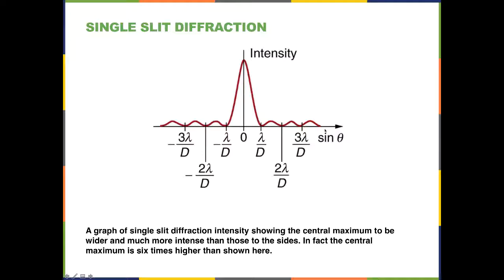So, if you were going to look at the graph of single slit diffraction intensity, it shows that the central maximum is wider and more intense, as we said before, and the central maximum, again, is 6 times that expectation. But what this also shows is that this minimum is equal to the wavelength divided by the slit width. Then the next minimum is 2 times the wavelength divided by that. This next minimum is 3 times, etc.